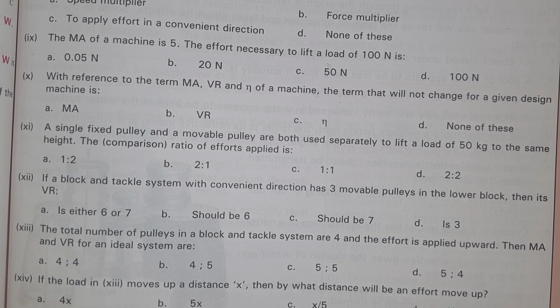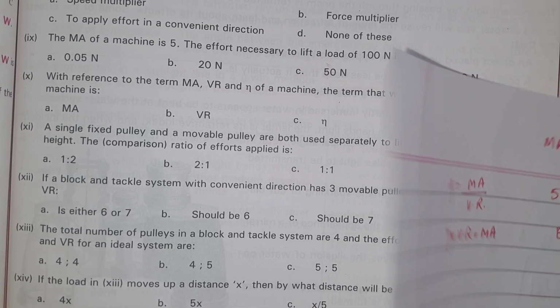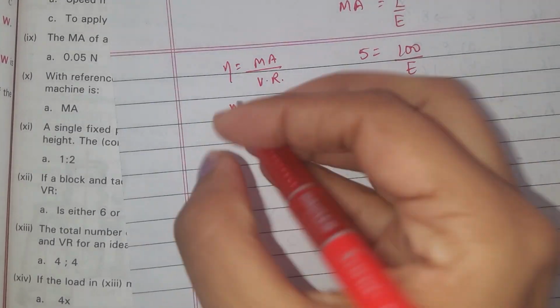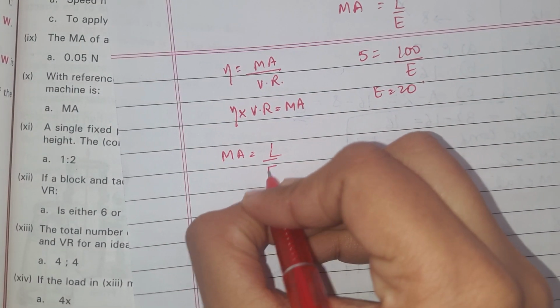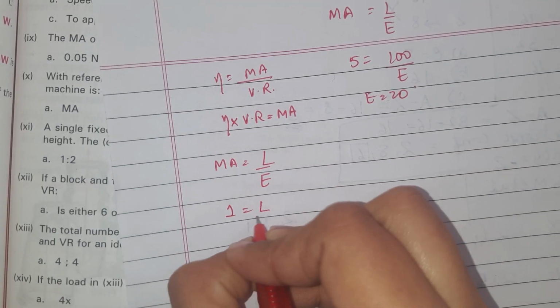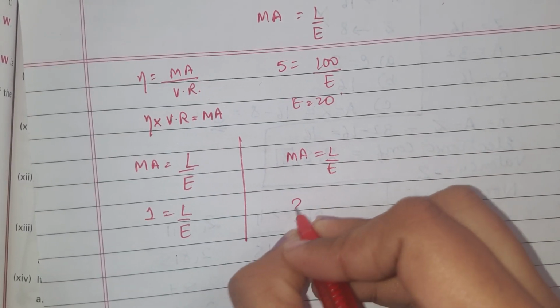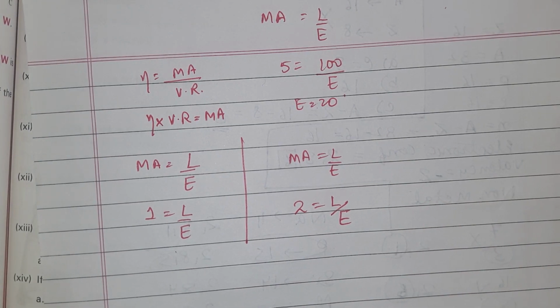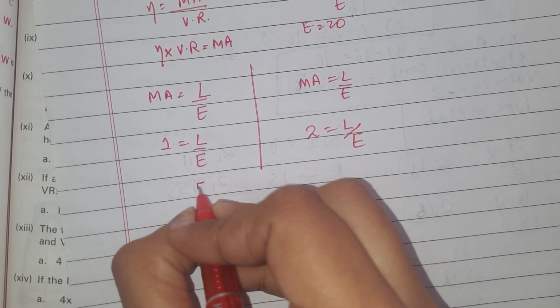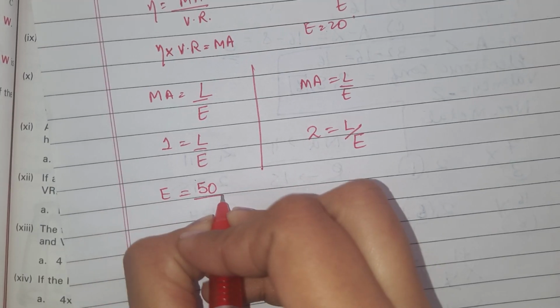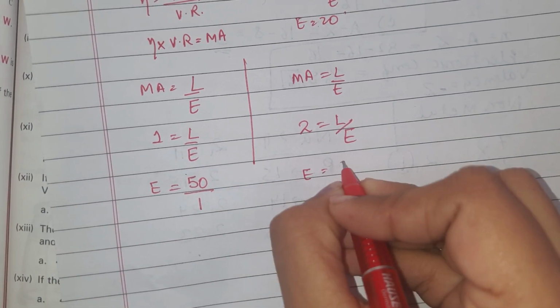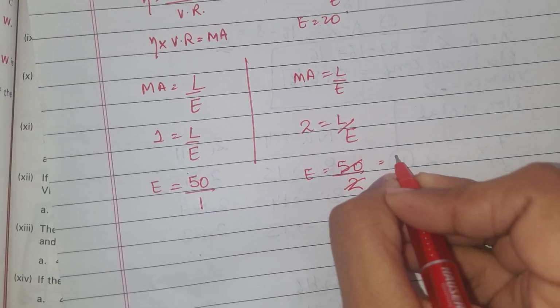A single fixed pulley and a single movable pulley are both used separately to lift a load of 50 kg to the same height. Compare the effort applied. Okay, so we know that for a single fixed pulley, MA is equal to load by effort, and MA for this is always 1. For movable, MA is equal to load by effort and MA is always 2 for a single movable pulley. Let's put the value of load. So load is 50. You need to find effort, so effort will become 50 by 1. Here effort will become 50 by 2, so that becomes 25.